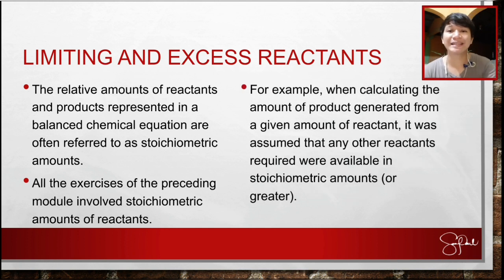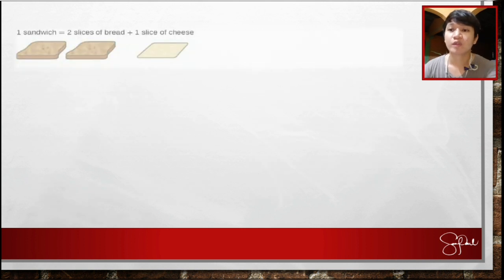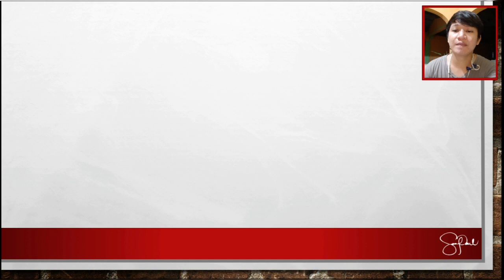Okay, so for example, when calculating the amount of product generated from a given amount of reactant, it was assumed that any other reactants required are available in stoichiometric amounts. So, if you are going to use a certain amount of reactant, what is the amount of the other reactant that will react with it? That is the stoichiometric amount. And that is the thing that we need to discuss here in limiting and excess reactant. We need to determine which among the following are the limiting and the excess reactant.